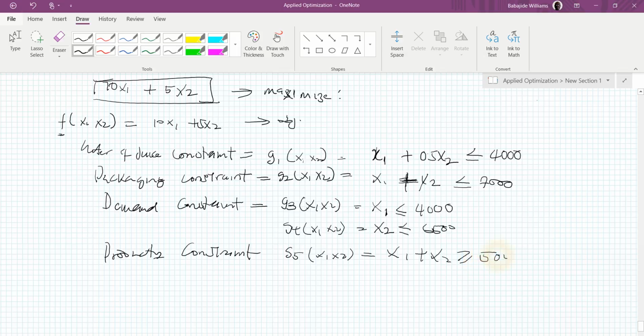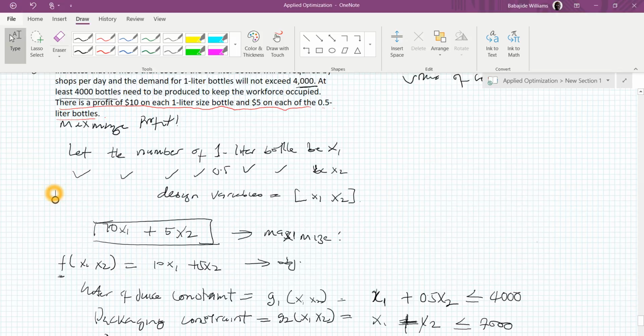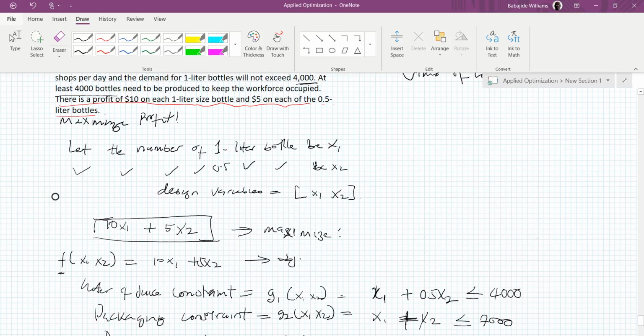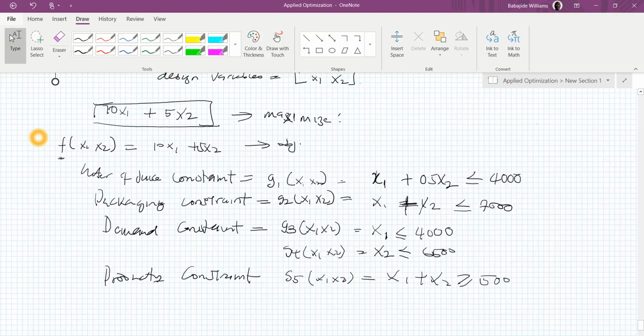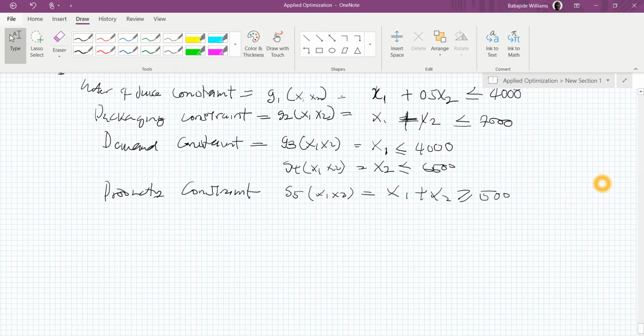and see if the sum of those bottles could be greater than 5,000. Is that 5,000 or 4,000? Let's go back to the question. 4,000, 4,000, 4,000. Sorry about that. So just put that in there. 4,000. Cool.